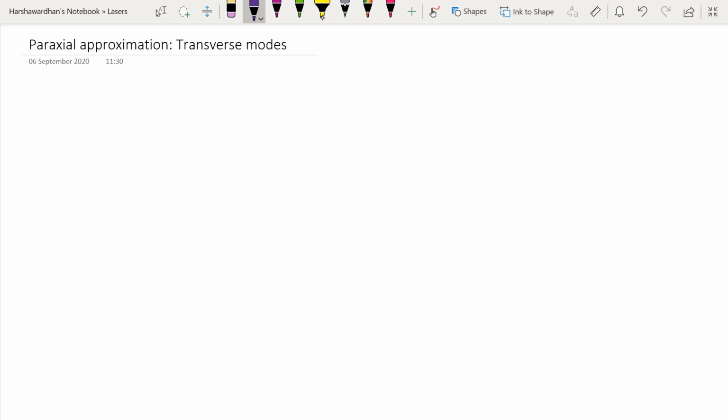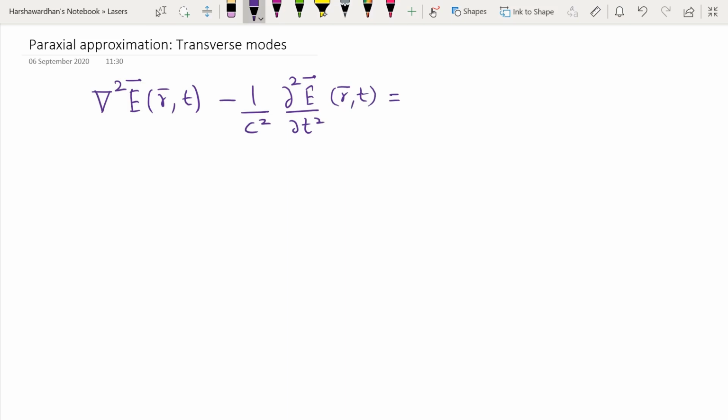Right. So let me first write down the wave equation. And so our wave equation can be written down in this fashion, which is the del square operator on the electric field, which is a function of space and time, and you have 1 over c square. This is for the propagation in free space, wherein the velocity of light in vacuum comes in. And this is the temporal second derivative of the electric field. And this is the wave equation.